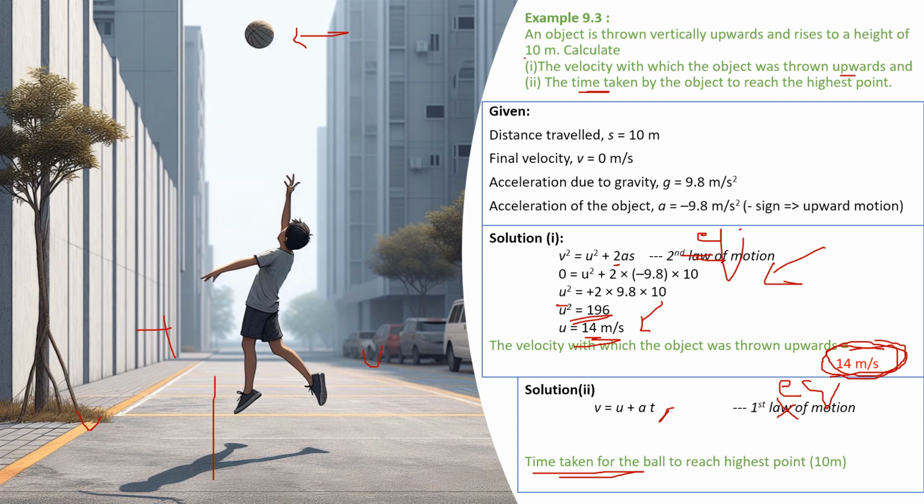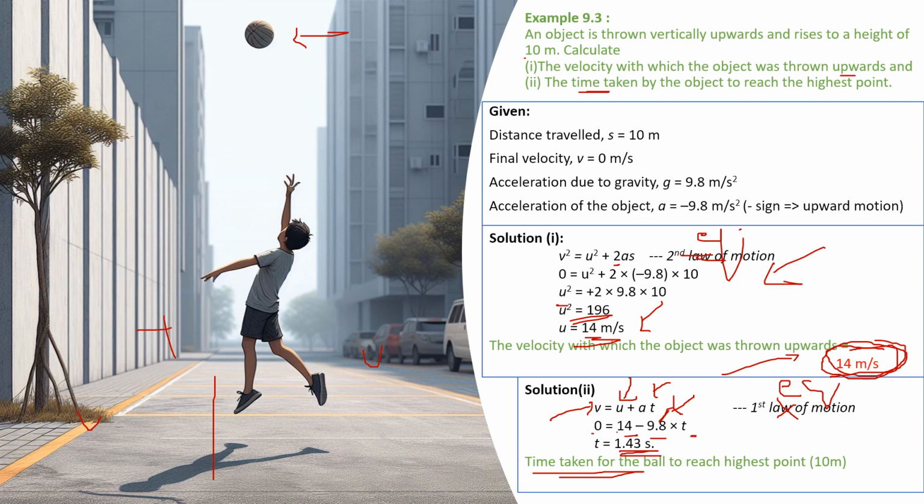So now we know the initial velocity we calculated, which is 14 meters per second. The final velocity we know is 0, and the acceleration is given as minus 9.8 meters per second square. The time we can calculate, correct? So now let's solve for time. 0 is equal to u, which is 14, minus 9.8 into t. What is time? Time is equal to 1.43 seconds.